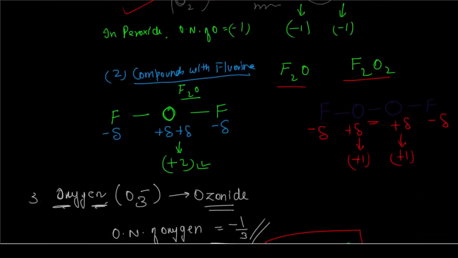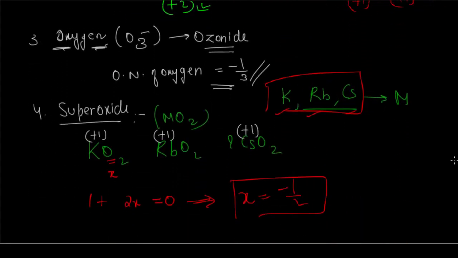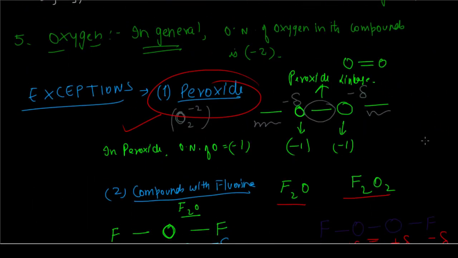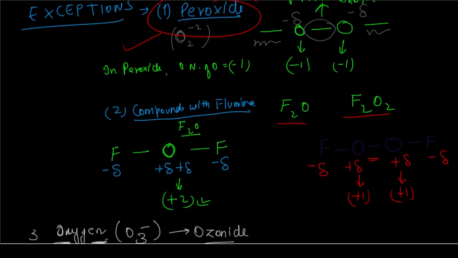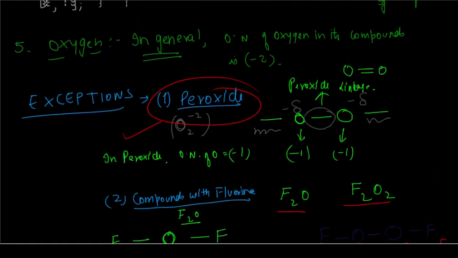Compounds with fluorine, only two are there. Ozonide is very, very rare, and superoxides are only 3 cases. So you can see here the exceptions are fewer, but peroxide is present in a lot of compounds. So that is why peroxide is the most important, because it can help us determine exceptions more prominently. Clear? So these are the 4 exceptions of oxygen: peroxide, compounds with fluorine, oxygen in the form of ozonide, and superoxides.